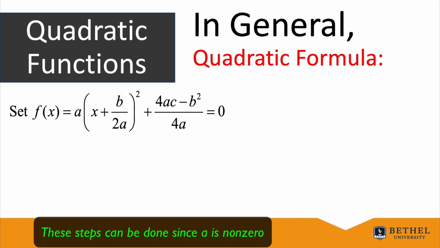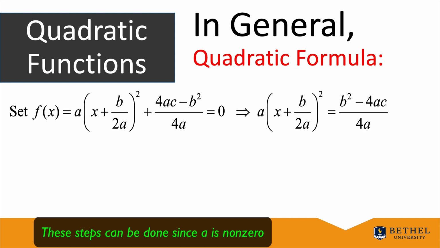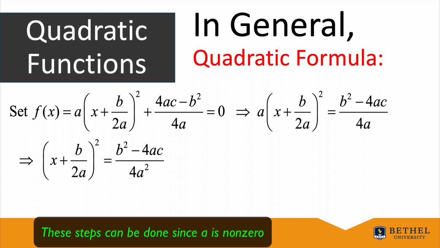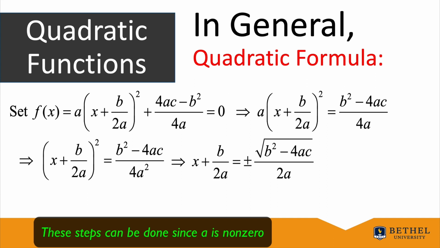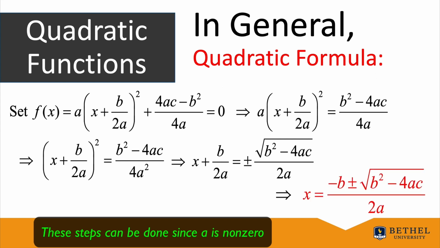Set this quadratic in vertex form equal to 0 and solve for x. Subtract the fraction from both sides, obtaining this equation. Divide both sides by a to get this equation. Take the square root of both sides, allowing for a plus or minus square root on the right. Then subtract b over 2a from both sides and combine the fractions. You get the quadratic formula.